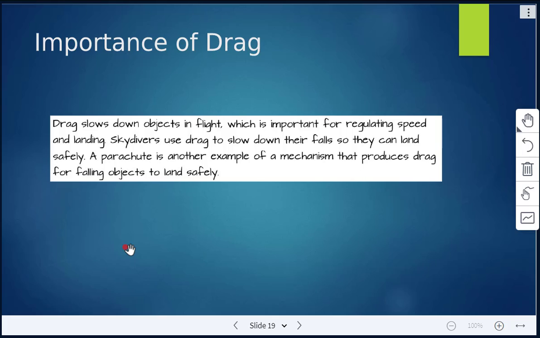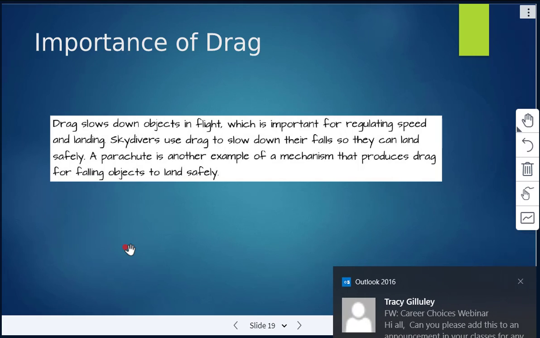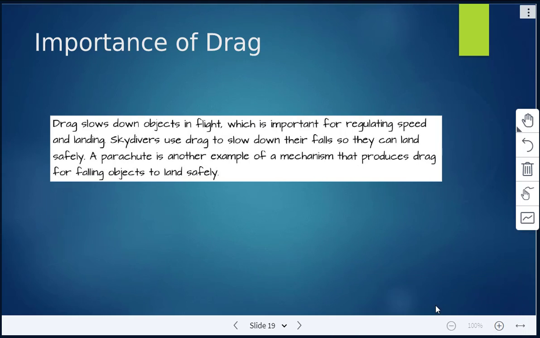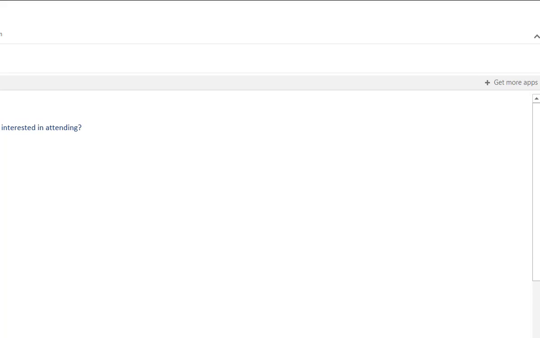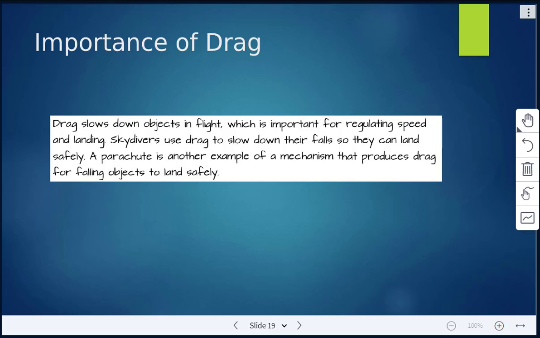So the importance of drag is that it slows down objects in flight, which is important for regulating speed and for landing. Skydivers use drag to slow down their falls so that they can land safely. Same thing with airplanes, and same thing with a parachute. With parachutes as well, it's another mechanism that produces drag so that falling objects can land safely.